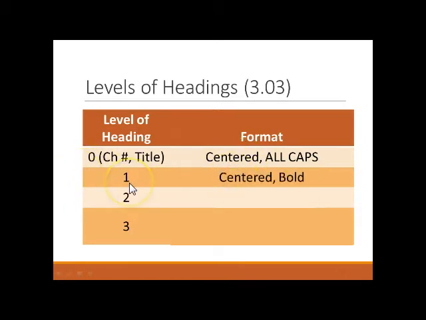And then your first level of header will be centered and bolded. If you have to go to a second level of header, which happens at times, so subsections within, let's say, a review of literature, for example, that would be flush left and bolded.